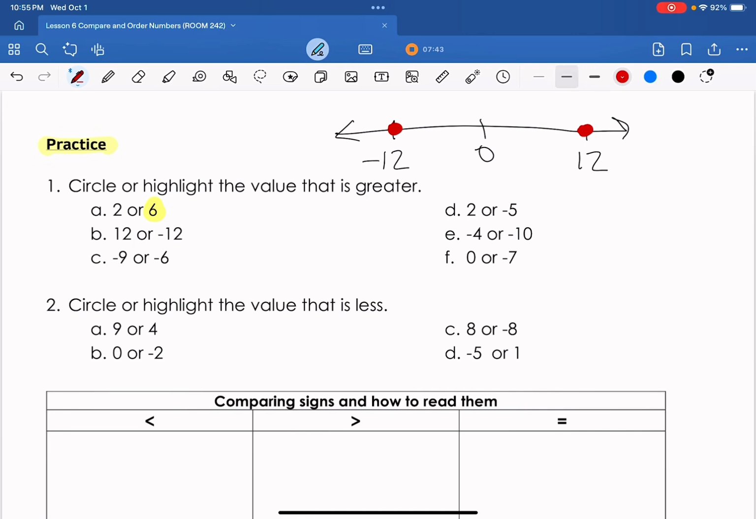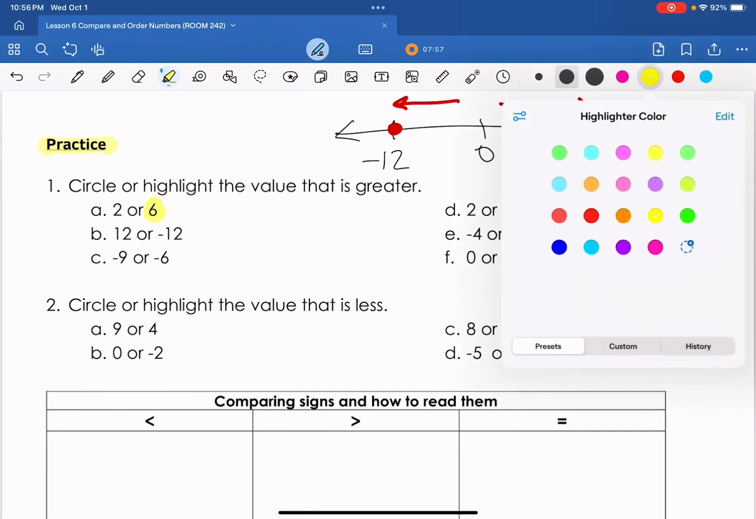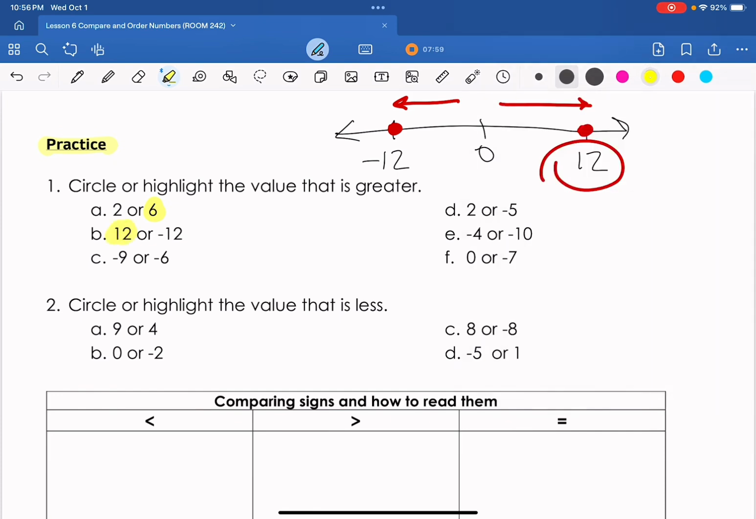Because -12 would be going to the left, but +12 would be going to the right. So I know that this number is the larger value because it's further to the right. Okay? All right, let's do our next number line.